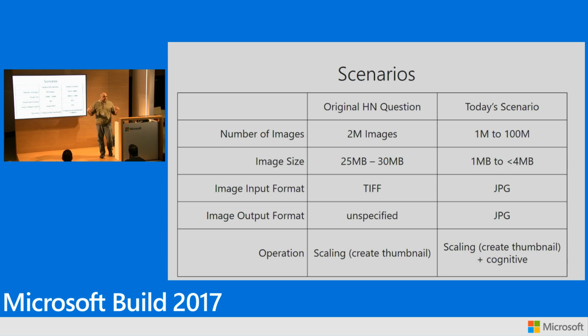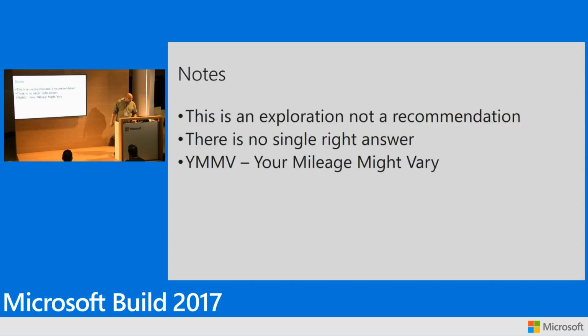So internally, our internal data lake does a 250 megabyte row. So we're going to figure out some options there. His was TIFF, mine are JPEGs. He didn't say what format he wanted. I'm picking JPEGs. And he's doing scaling, and I'm going to do scaling, and maybe we'll talk a little about how you integrate cognitive into this scenario.